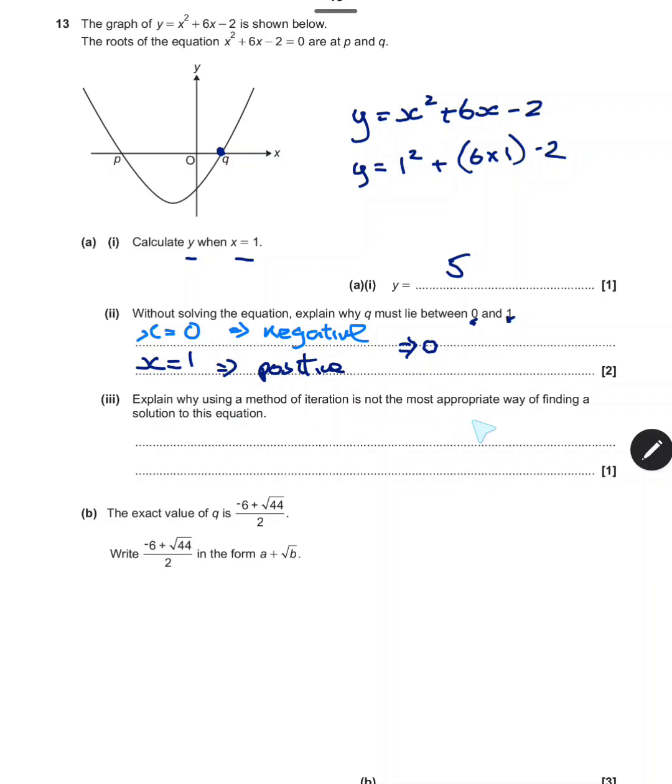Part 3 says, why is iteration not the best way of finding a solution to this equation up here? And I'll just write that in now. It's too slow, it takes too much work. The quadratic formula is much better and will solve this equation quite quickly, quite easily. And then finally, we're told what the exact solution for Q is, and this is what we get here.